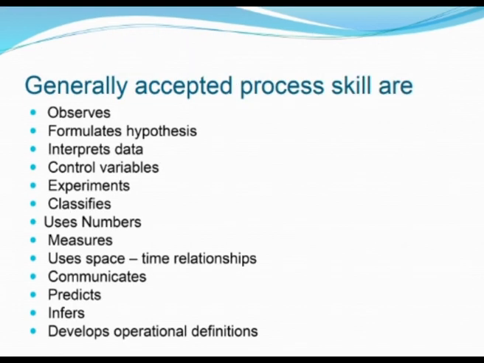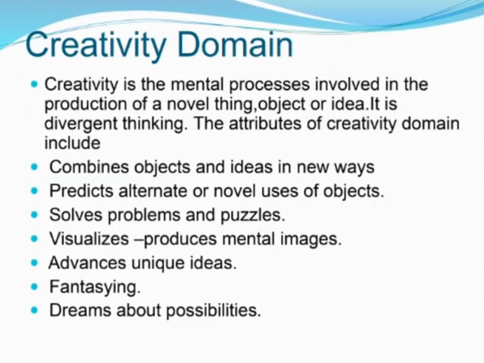Generally accepted process skills are: observes, formulates hypotheses, interprets data, controls variables, experiments, classifies, uses numbers, measures. Now we can see the creativity domain. Creativity is the mental processes involved in the production of a novel thing, object, or idea. The central component of creativity is divergent thinking.